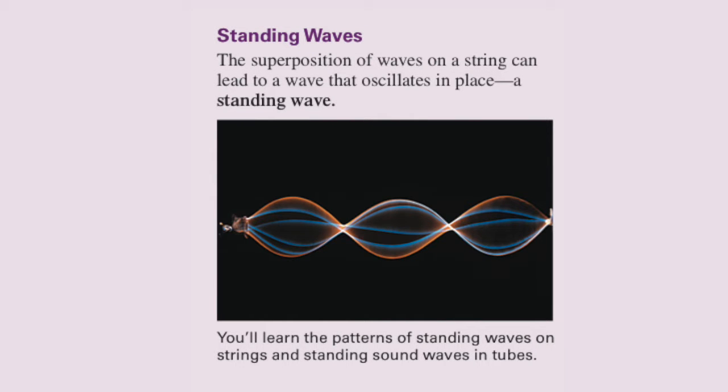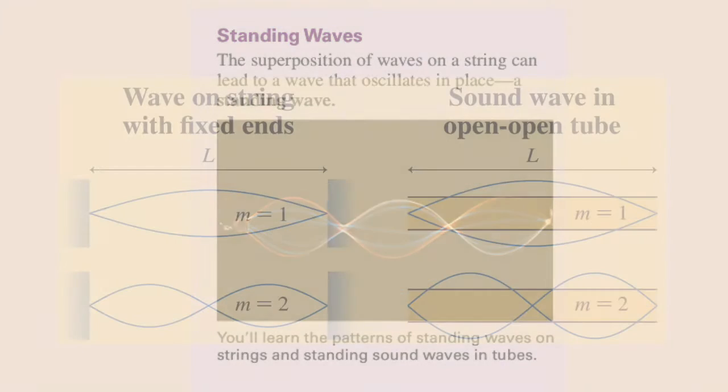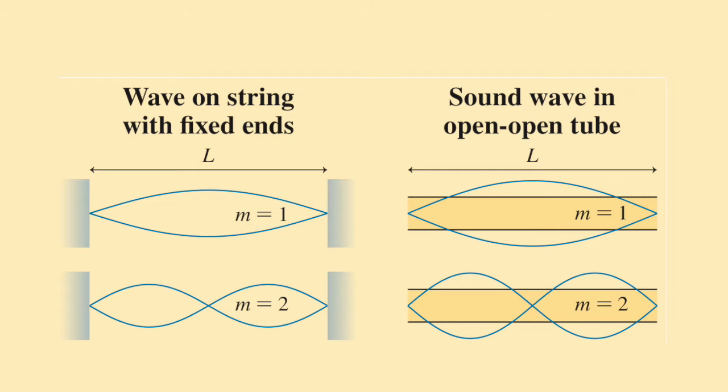And you get standing waves on systems where you have boundaries. And there's two different types of standing wave systems that we'll look at in the chapter. We're going to look at standing waves on strings and standing waves in tubes. And on strings, it's a string wave, and in tubes, it's going to be a sound wave. And let's look at examples of these two types of standing waves and explore the properties.